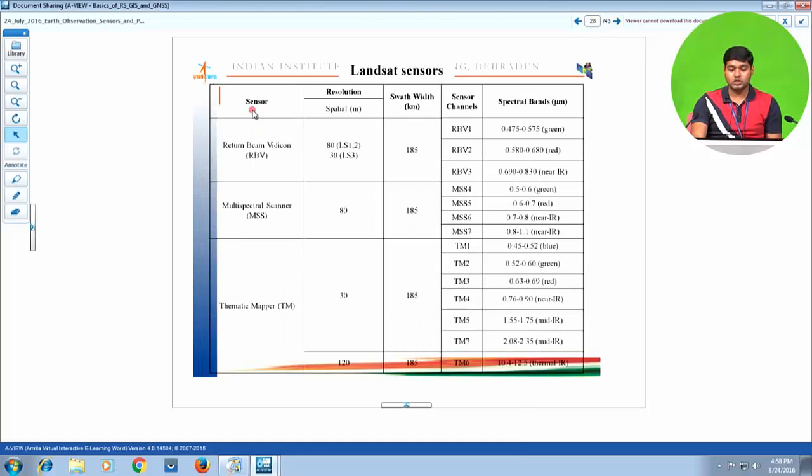So these are some of the sensors. RBV is the return beam Vidicon with Landsat 1, 2 and Landsat 3. Landsat 1, 2 started with 80 meter spatial resolution, but Landsat 3 had 30 meter, and the multispectral scanner had 80 meter spatial resolution with 4 spectral bands, green, red and 2 near infrared. And thematic mapper with Landsat 4, 5 has 30 meter spatial resolution for 6 bands, and one thermal band with 120 meter spatial resolution.